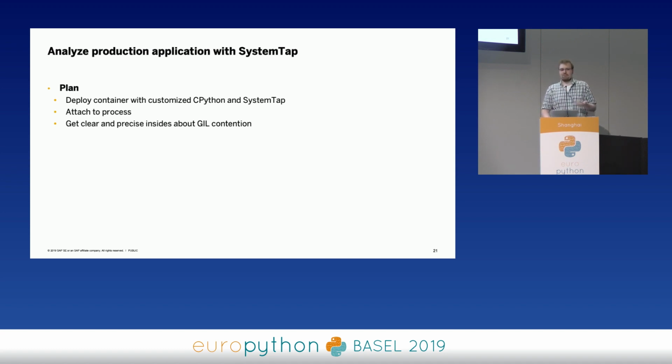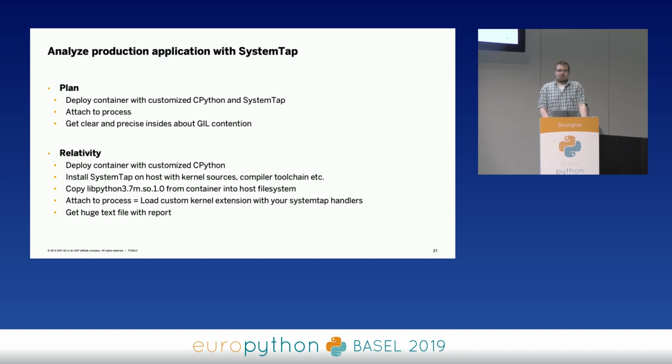In reality, it was a bit different. It was quite easy to deploy the container with the custom CPython version, no big deal. But at the end, we had to install SystemTap on the host, because it's actually not that easy to get SystemTap running inside of a container. And that's a bit related to the architecture of SystemTap. SystemTap is actually transforming your script, which I showed some slides ago, into a real kernel extension and loads that at runtime. And it is that kernel extension running to measure all the timing, and at the end, the data will be printed out.